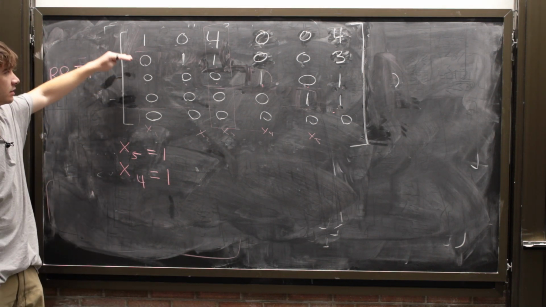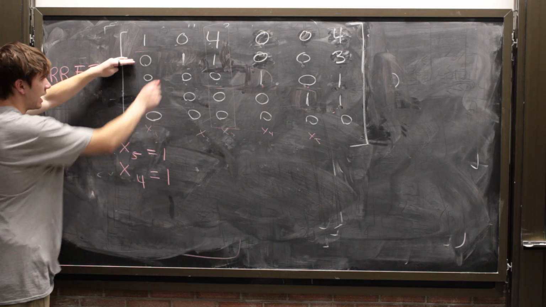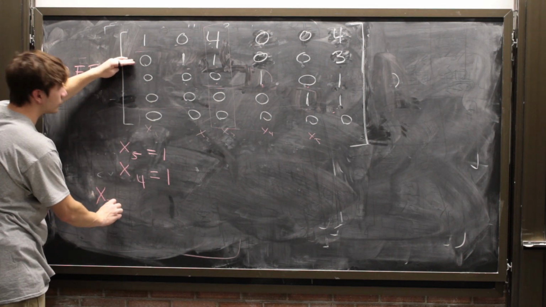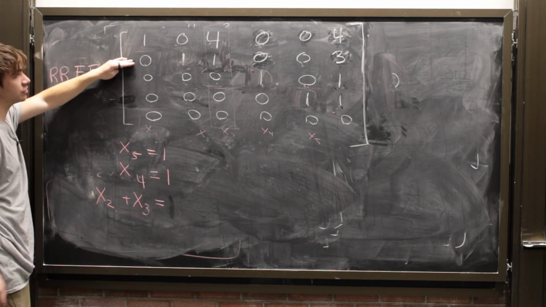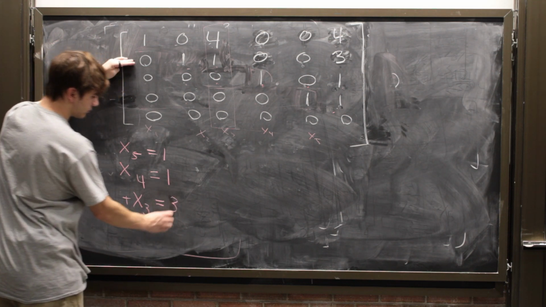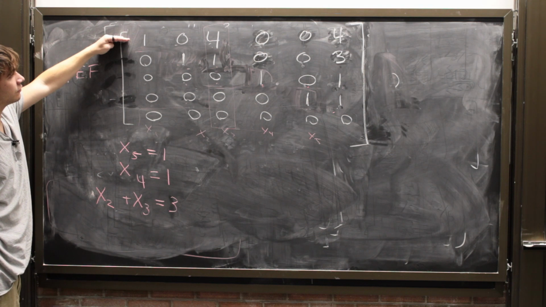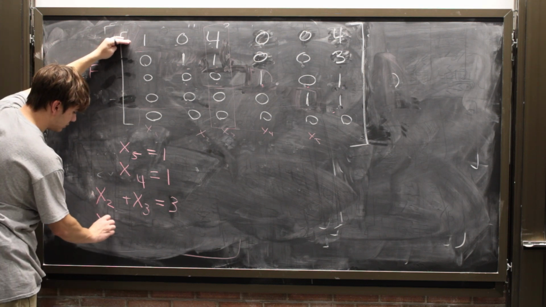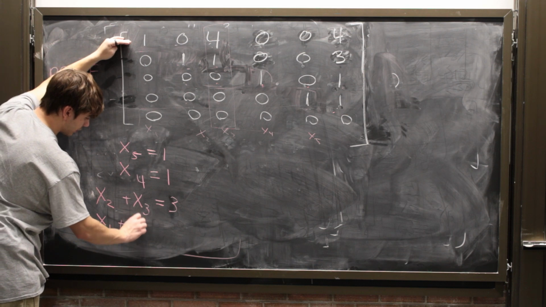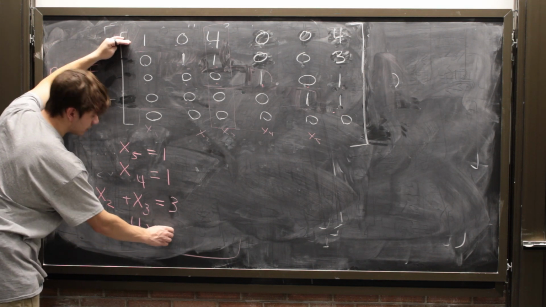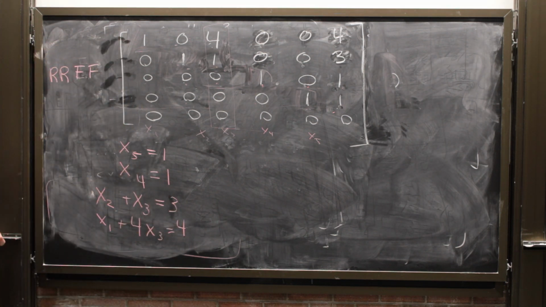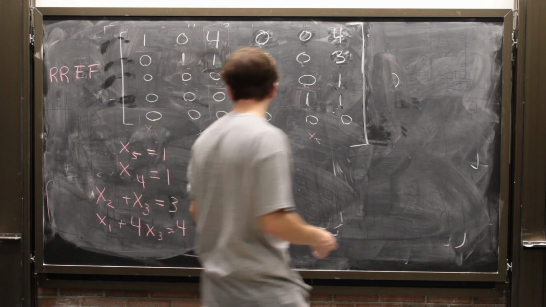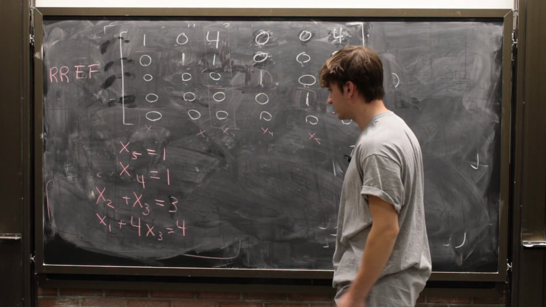That's this row translated. Let's translate this row. This row says x2 plus x3 is equal to 3. And the final row says x1 plus 4x3 is equal to 4. Okay, so I have 4 independent equations, and they're in simplified form. So let's write this in a better way.